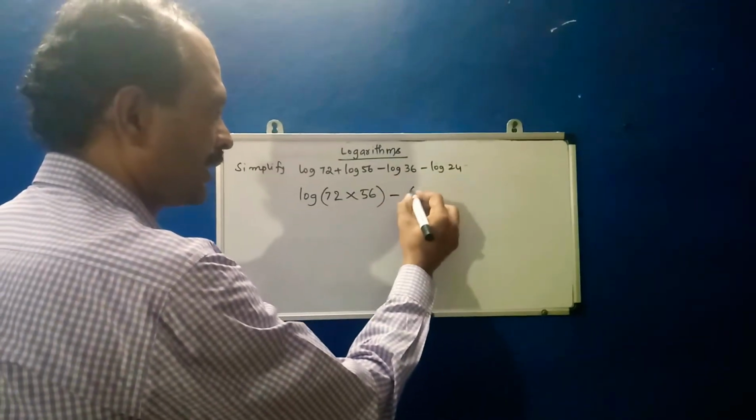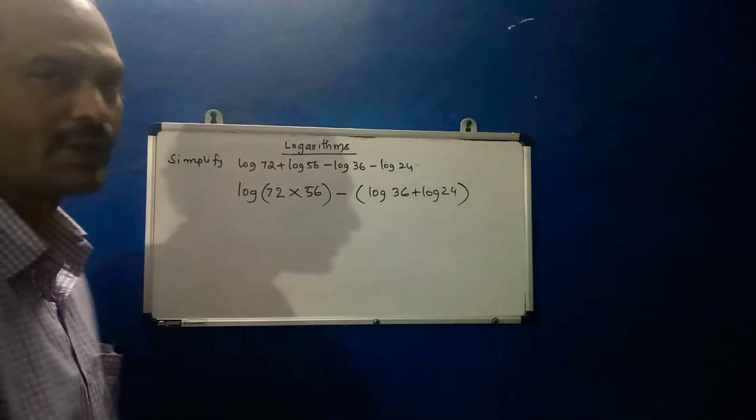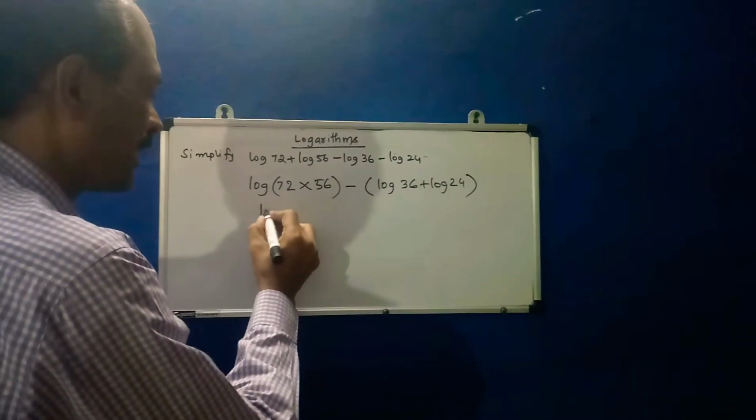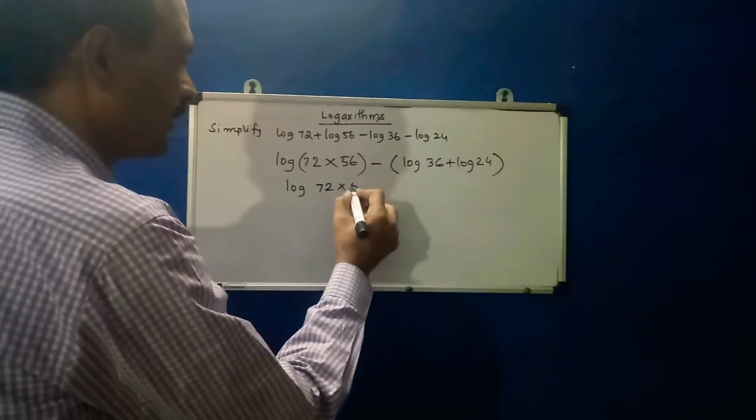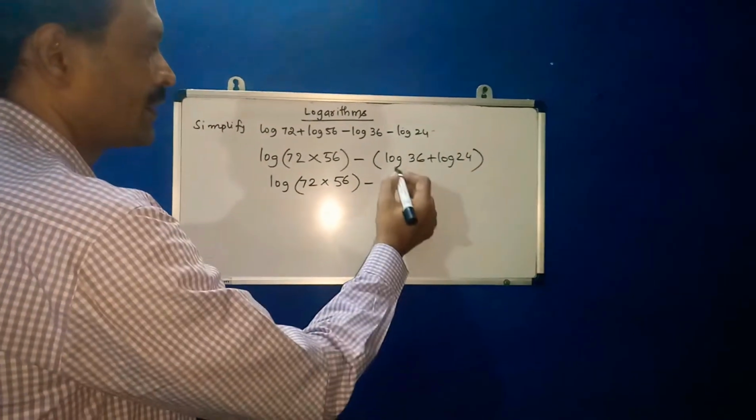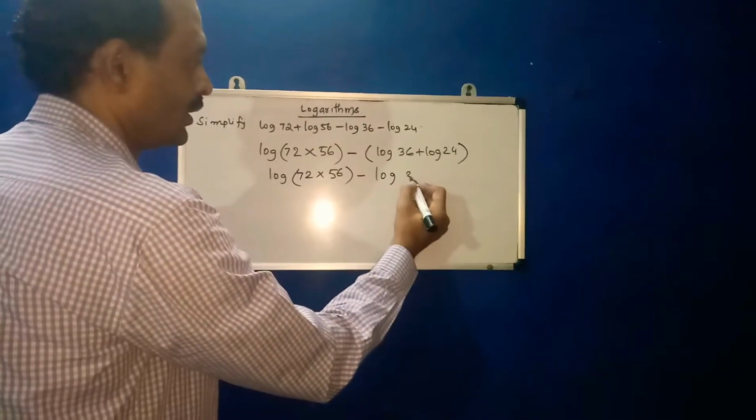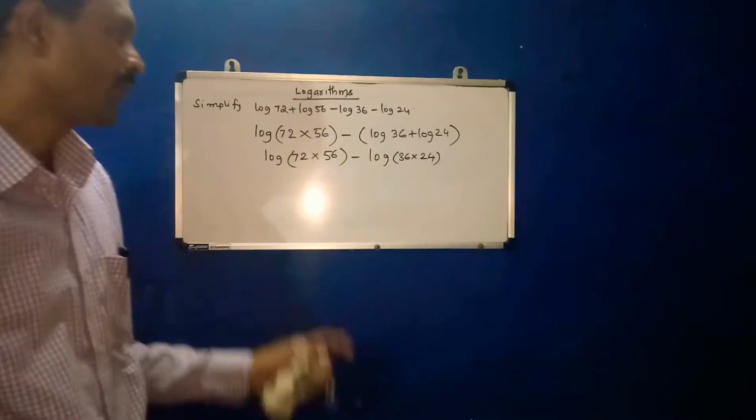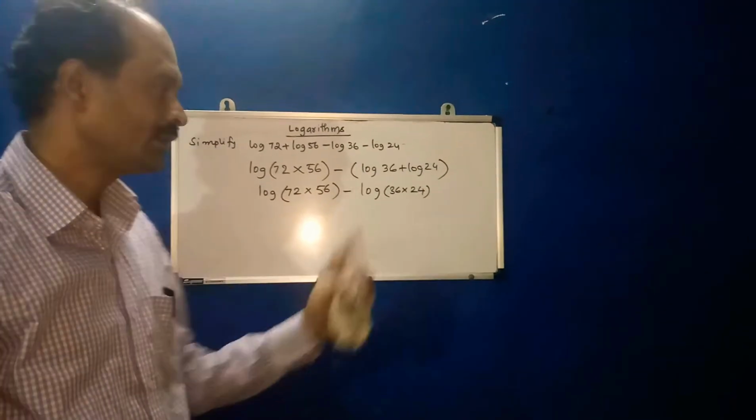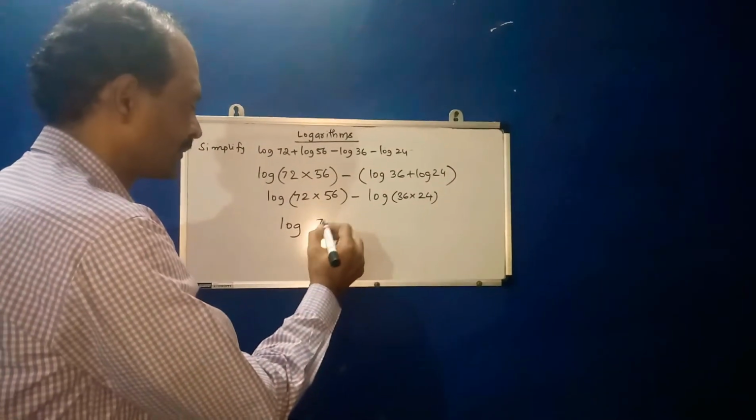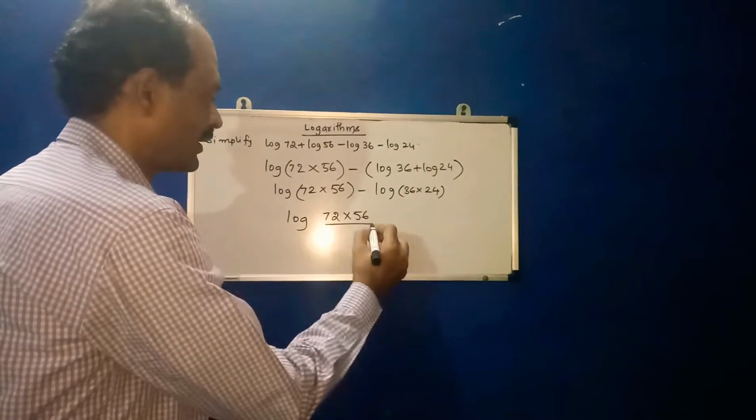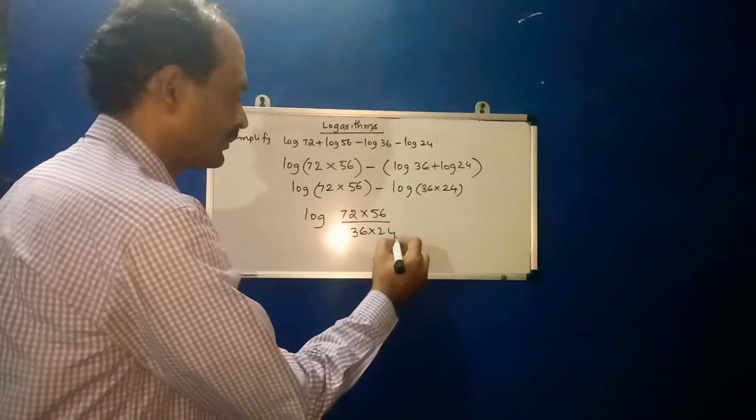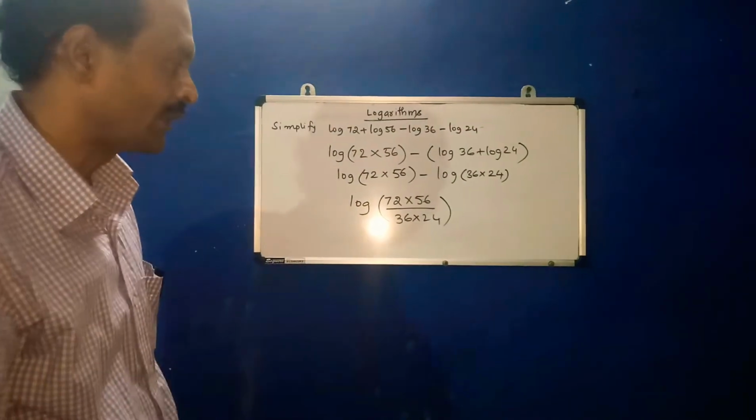Minus, you can take minus common here, so that I can write this also as log 36 plus log 24, so that it is also in the form of log a plus log b. And just keep 72 × 56 as it is, minus here also log a plus log b, which is equal to log (a × b), log (36 × 24). Now this is like log a minus log b, which we can write as log (a/b), that is (72 × 56) divided by (36 × 24). We just need to simplify this.